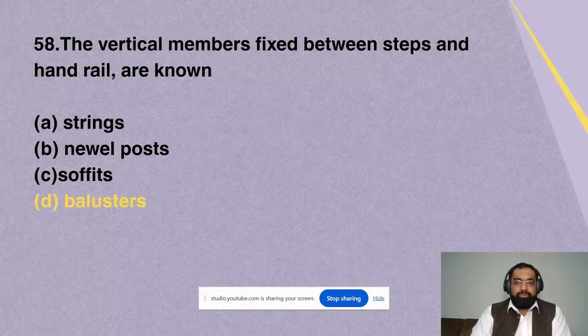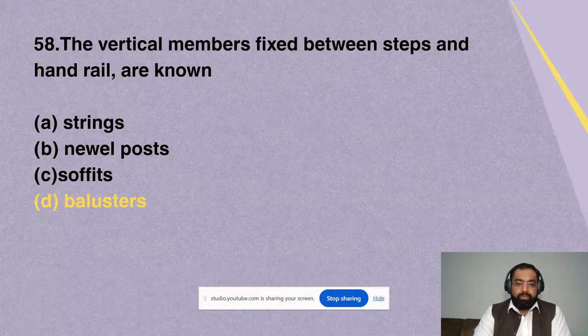58. The vertical members fixed between steps and handrail are called: A. Strings, B. Newel post, C. Soffits, or D. Balusters. So these are balusters, which are provided vertically between the steps and handrail.